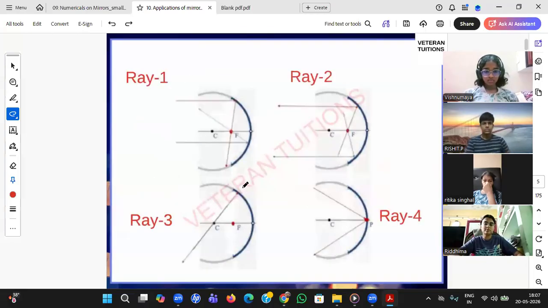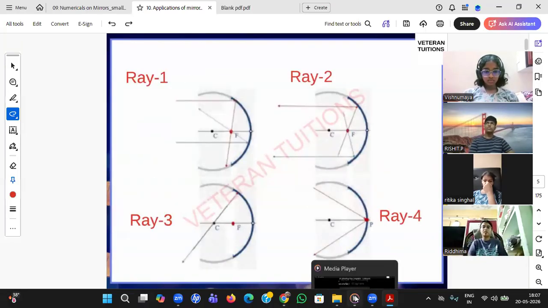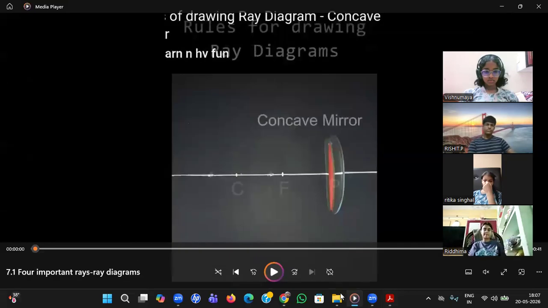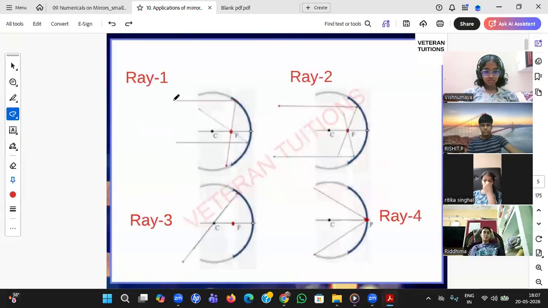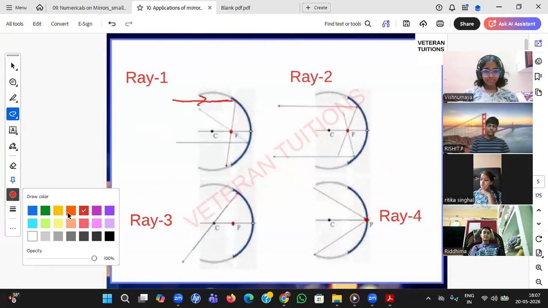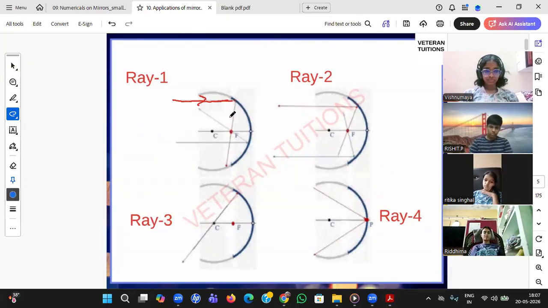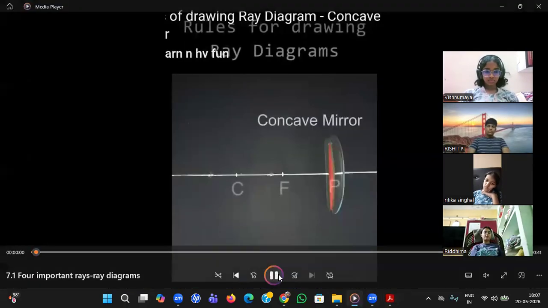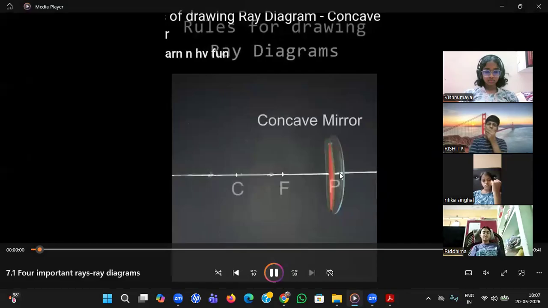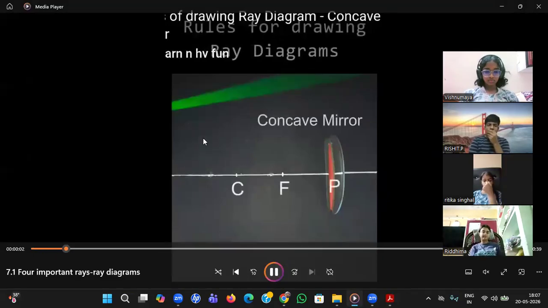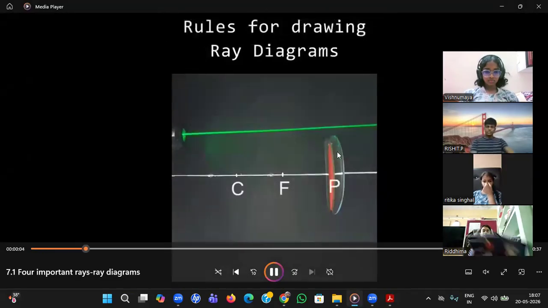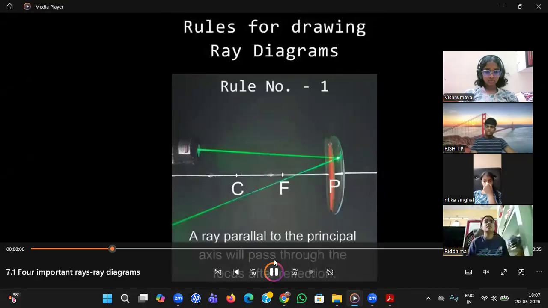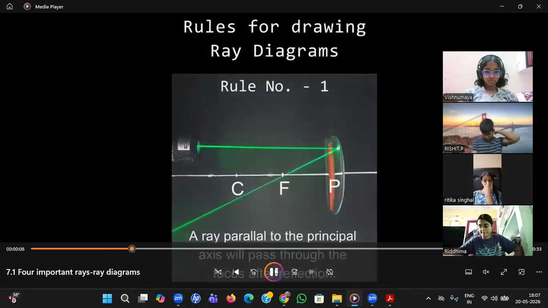Then we went to ray number one. I want to discuss all the four rays again. What is ray number one, students? Whenever light is coming parallel to the principal axis, after hitting, it should go through the focus. That is what we read and we have seen in this diagram also. You can take a concave mirror: whenever light is coming parallel, after reflecting, it is going through the focus. That is ray number one, rule number one.